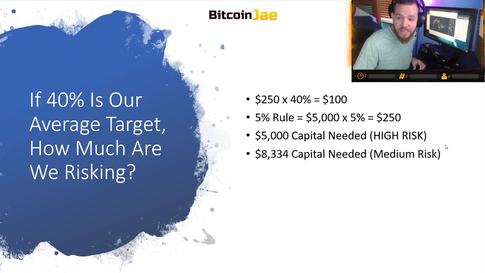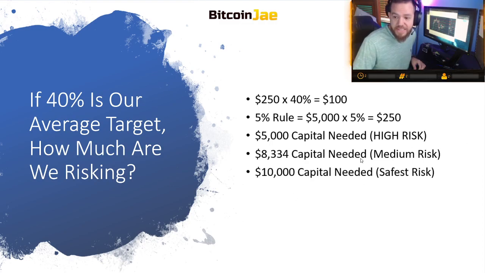And then of course, if you want to be very, very safe, then $10,000 capital is what's needed. It will be the safest risk. And in this example, then you're only risking 1% of your account per trade to make that $100. So you're risking 1% of your capital, and you'll be able to hit this number. So that's pretty much it, guys.